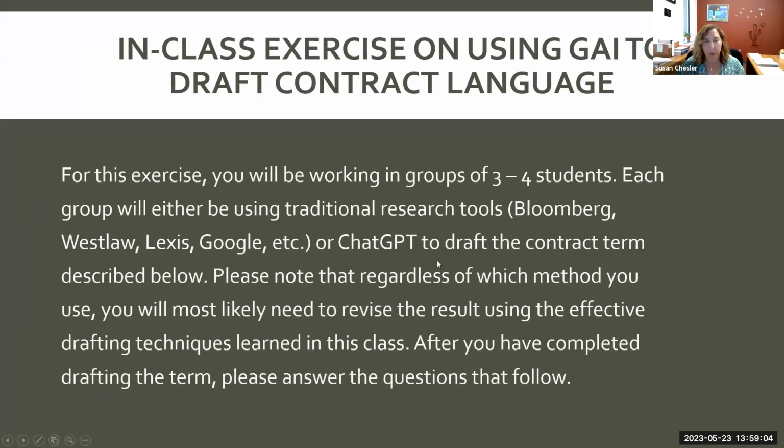So here's the basic prompt for the exercise. I have the students work in groups of 3 to 4 students, and I assign each group to either use ChatGPT or to use traditional research tools, Bloomberg, Westlaw, etc., to draft a particular contract term. I do tell them upfront, regardless of which method they're using, they're likely going to have to revise the result to follow the best practices, effective drafting techniques I teach them in my class. And then I ask them after they get the result to answer a series of questions.